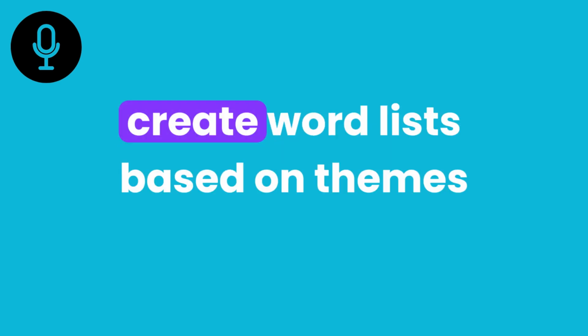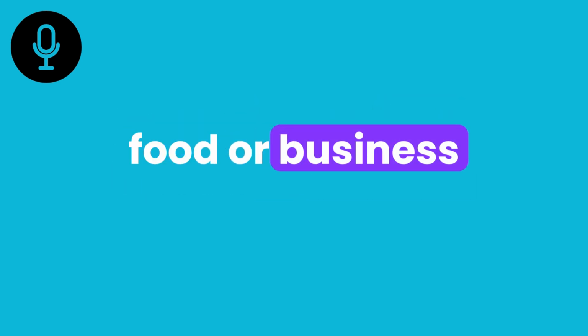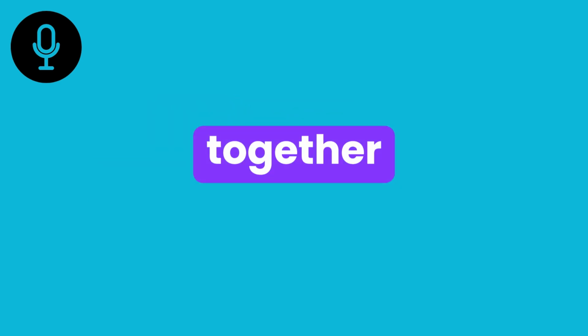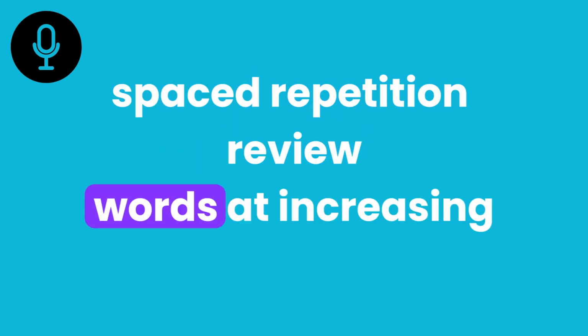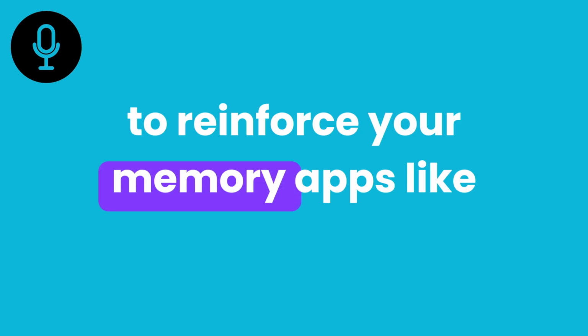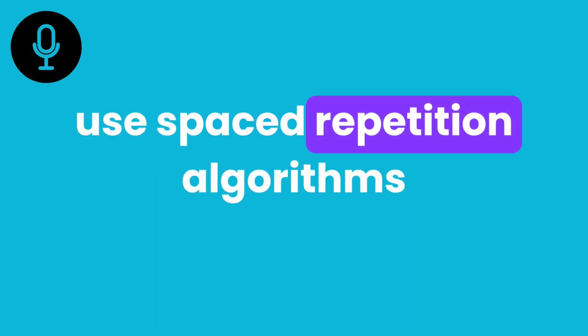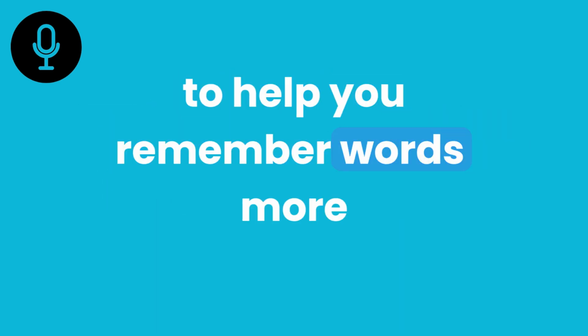Word lists: create word lists based on themes, such as travel, food, or business. This helps you learn related words together. Spaced repetition: review words at increasing intervals to reinforce your memory. Apps like Anki use spaced repetition algorithms to help you remember words more effectively.